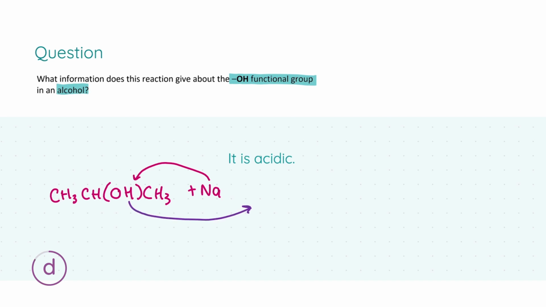So then you were left with CH3, CH, O, Na, CH3, plus half a hydrogen. Because it loses a proton, it's technically losing this. This alcohol is losing the proton, so it is a proton donor, and that means that it is acidic. For saying that it's acidic, you get 3 marks. Now let's move on to question E.